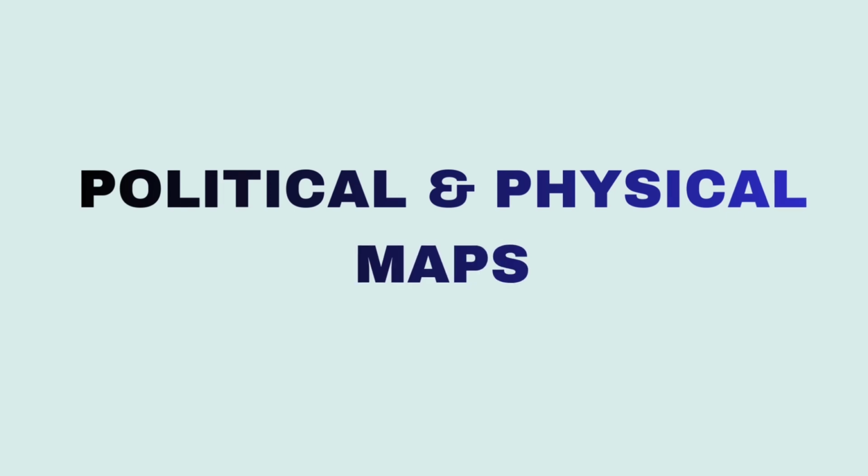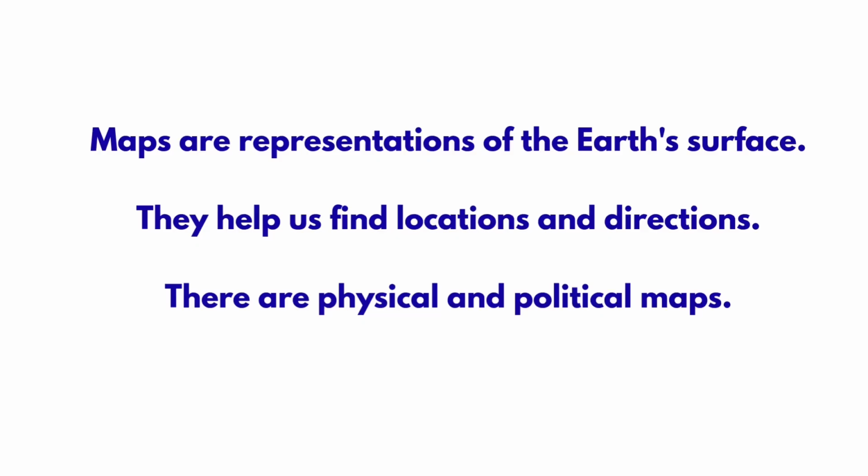Now we will talk about physical and political maps. We have 2 types of maps that we use: political maps and physical maps. So what is a map? A map is a visual representation of the Earth or a part of it, showing the location of natural features, countries, cities, or other important landmarks. Maps help us to understand the world, plan routes, and locate places.